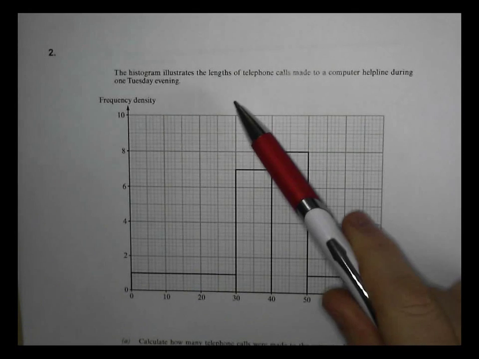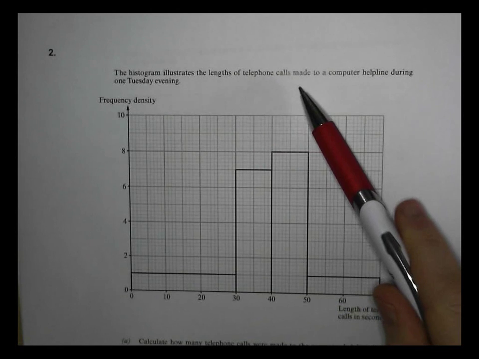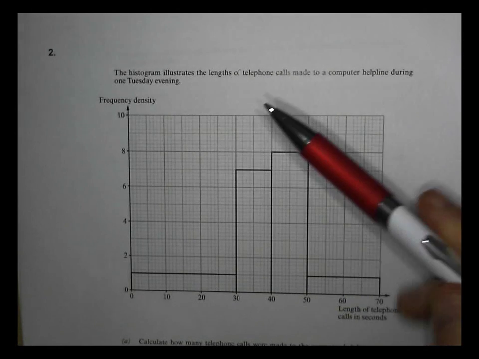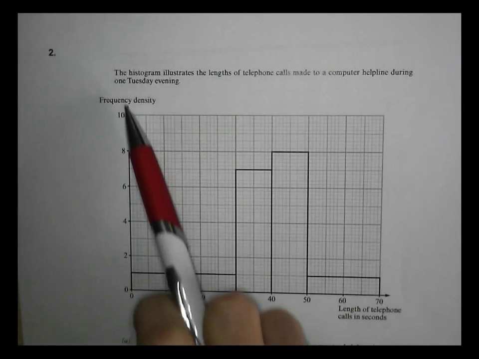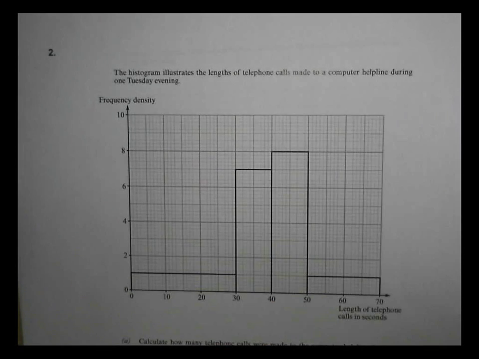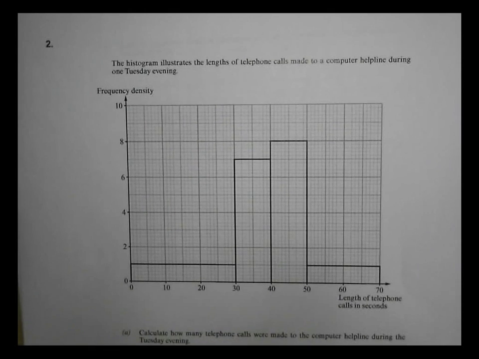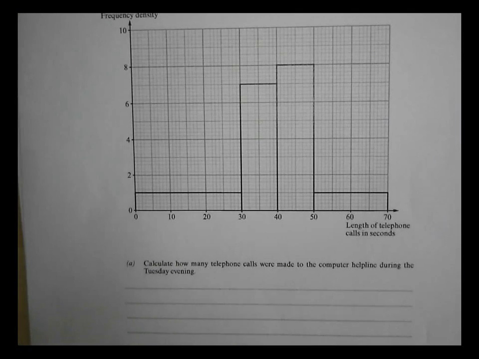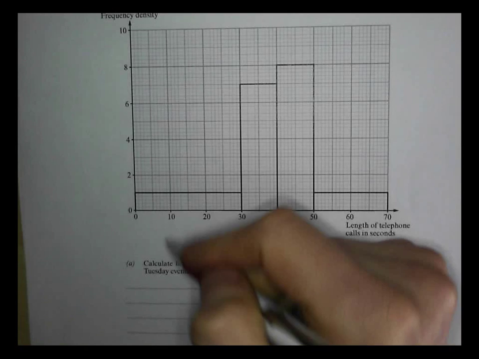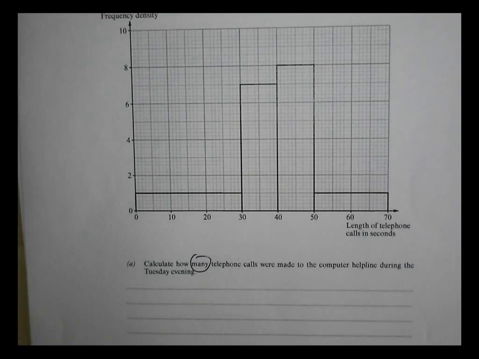Right, the histogram illustrates the length of telephone calls made to a computer helpline during one Tuesday evening. There we have it. Now notice it's a histogram because we've got frequency density on the y-axis, and length of telephone calls in seconds on the x-axis. Part A: calculate how many telephone calls were made to the computer helpline during that Tuesday evening.